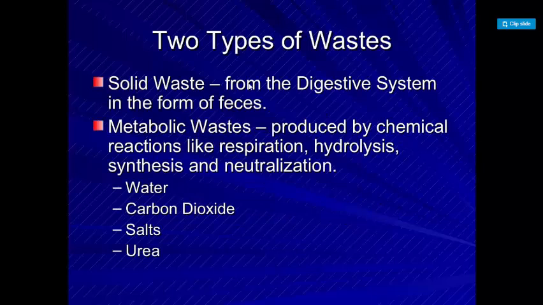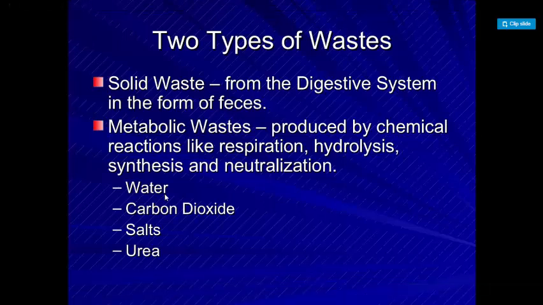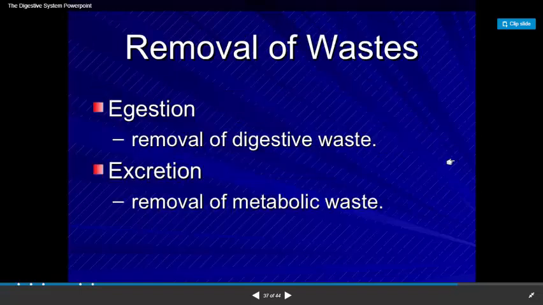Okay, so the solid wastes are going to leave the digestive system in the form of feces or stools that leave through your anus. Then the metabolic wastes, like water, carbon dioxide, salts, and urea. Water is going to go to the kidneys to be gotten rid of. Carbon dioxide is going to leave through your lungs. Some of the salts leave, and some of the salts are kept, and the urea goes to your kidneys.